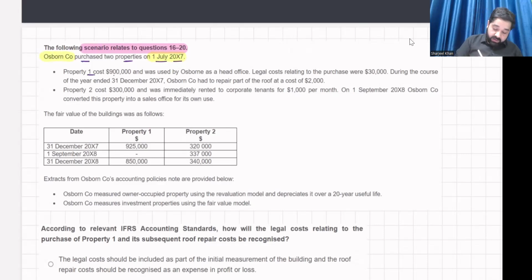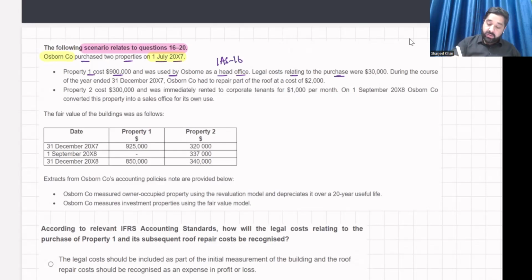Property 1 cost 900,000 and was used by Osborn as a head office. Look, at the start of the question, the examiner told you that Osborn Company purchased two properties. Now they are giving you the information related to property 1, whose purchase price is 900,000, and it will be used by Osborn Company as a head office. Head office means that it is an owner occupied property, and on owner occupied property, Osborn Company should apply IAS 16, property, plant and equipment.